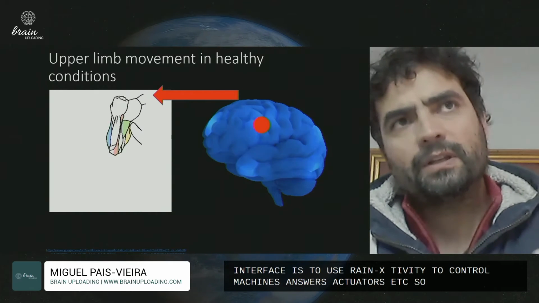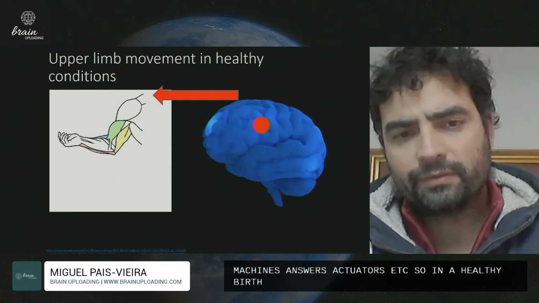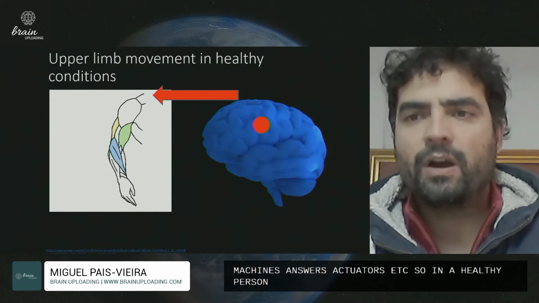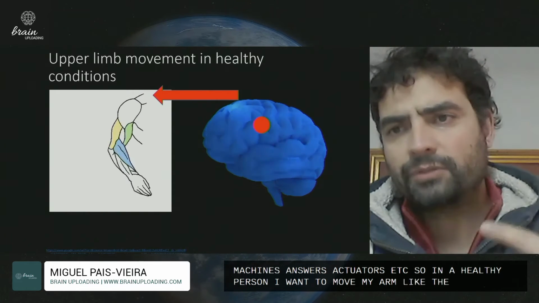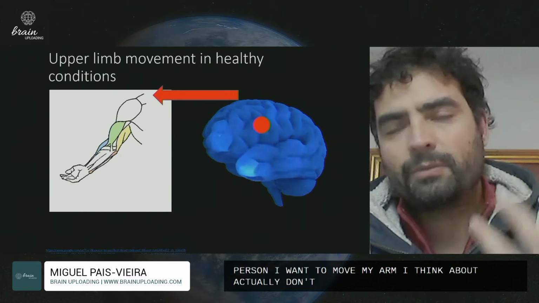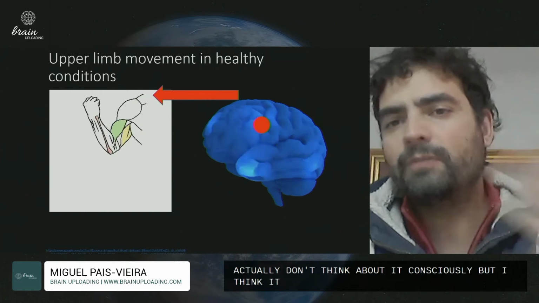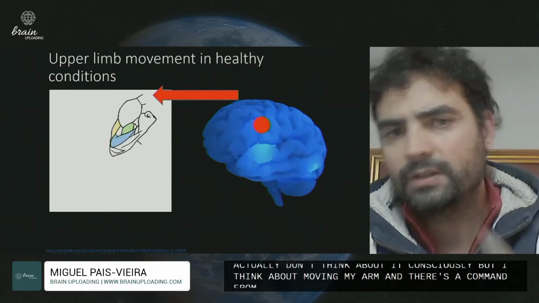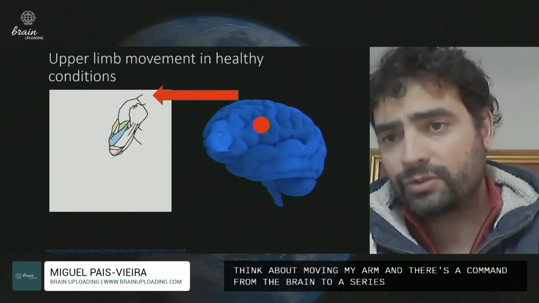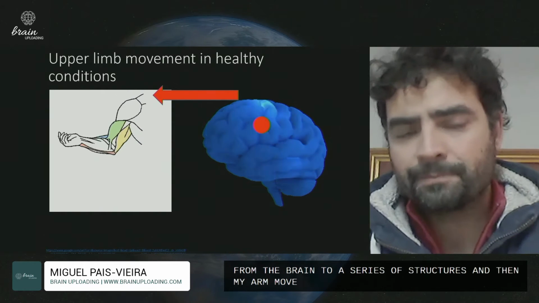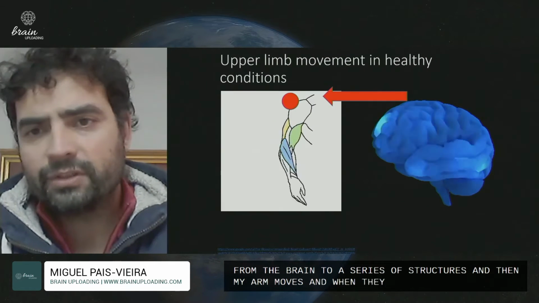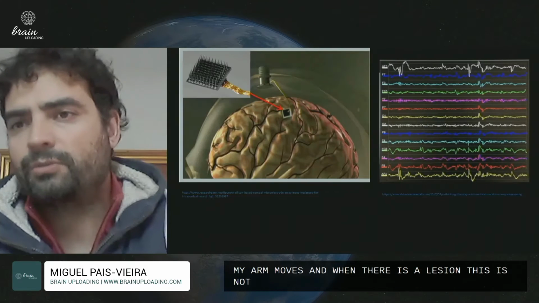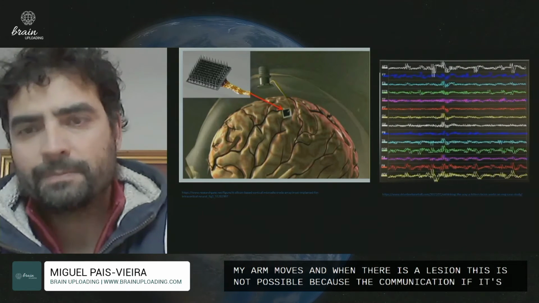So in a healthy person, if I want to move my arm, I actually don't think about it consciously, but I think about moving my arm, and there's a command from the brain to a series of structures, and then my arm moves. And when there is a lesion, this is not possible because the communication has been stopped.